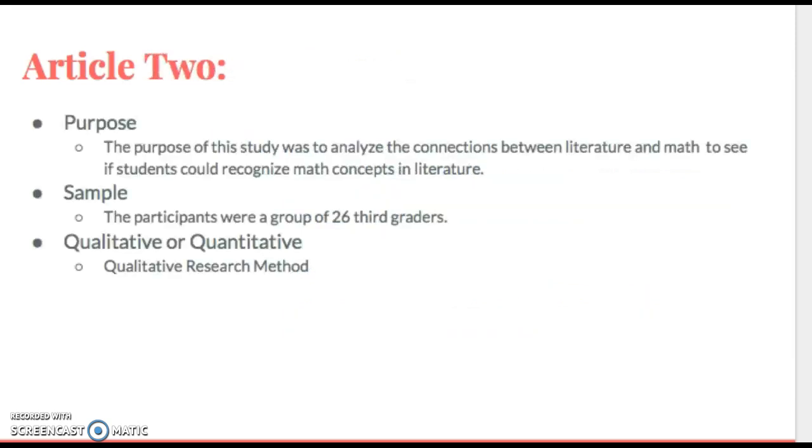So now moving on to Article 2, this is the math and literature one. The purpose of this one was to analyze the connections between literature and math to see if students could recognize concepts of math and literature. There were 26 third graders involved in this. It was qualitative research.